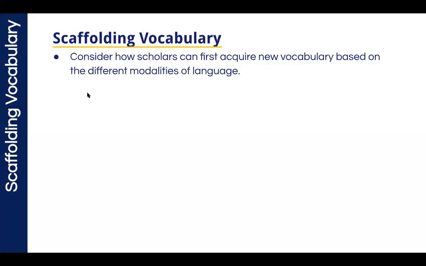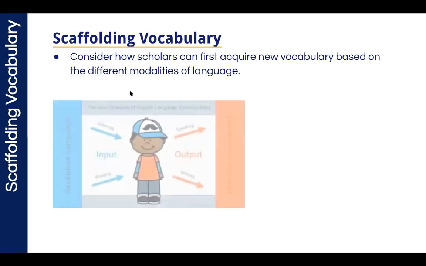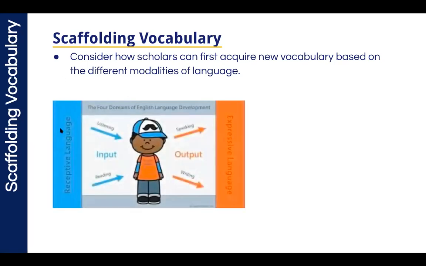And so to do this, we also have to consider how scholars first acquire new vocabulary based on the different modalities. And by modalities, I mean speaking, listening, reading, and writing. I think often we think about our scholars first acquiring language receptively and then producing it expressively. So they're often learning how to listen and read, and then they're able to speak and write.